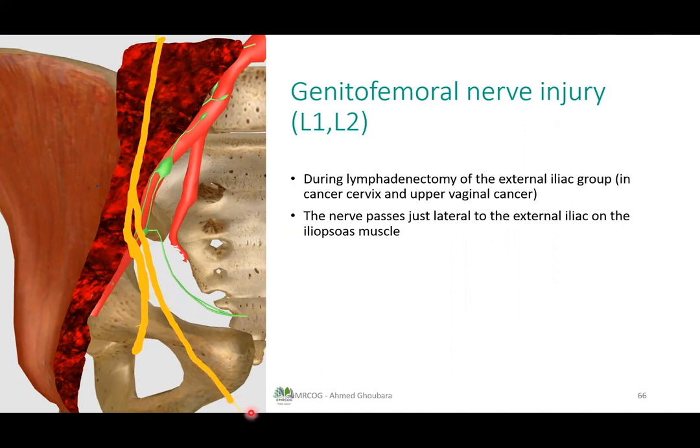During surgery, during removal of those lymph nodes, we might inadvertently cut this nerve, and the patient will complain of numbness, paresthesia in the anterior part of the thigh. So you need to take great care when you do lymphadenectomy of the external group of lymph nodes. Okay, that's clear, guys.